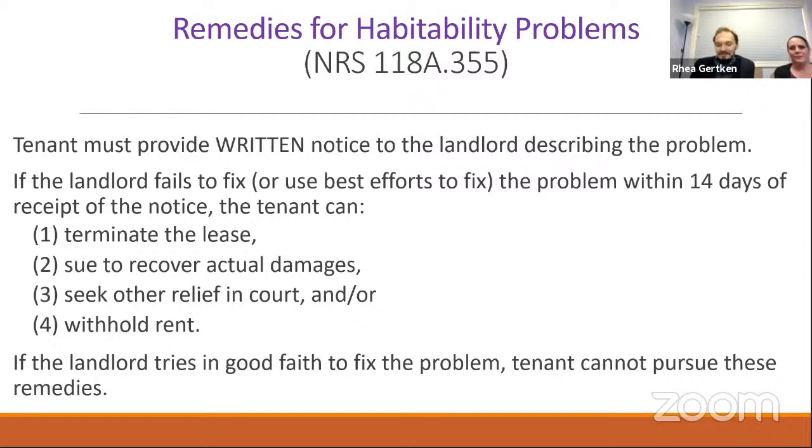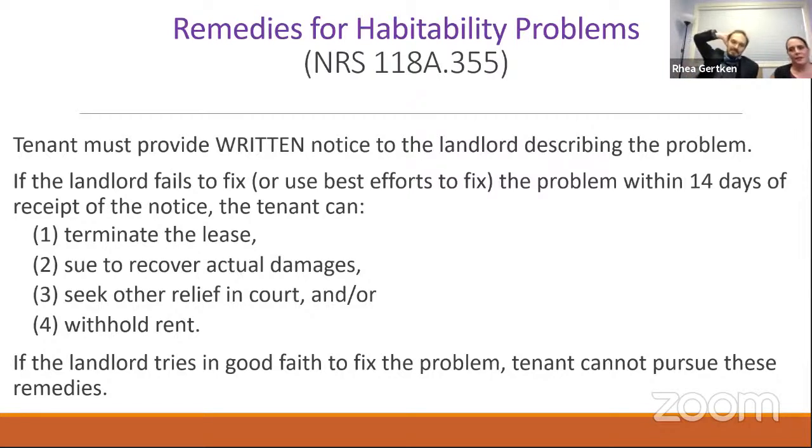But what if the landlord knows it's a problem? Well, technically, if the landlord knows it's a problem to the point where he or she admits that they knew about the problem in court, you can get around written notice, but it is extremely unwise to rely on that.